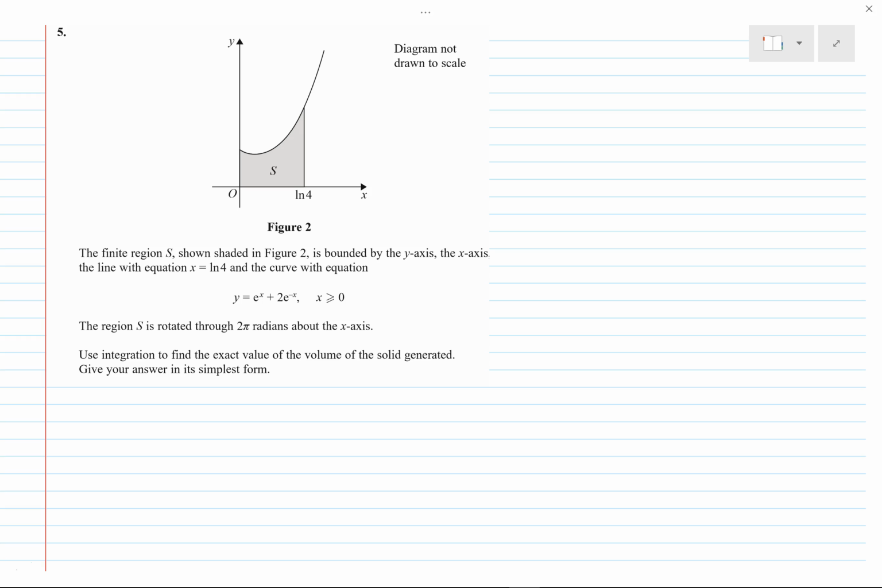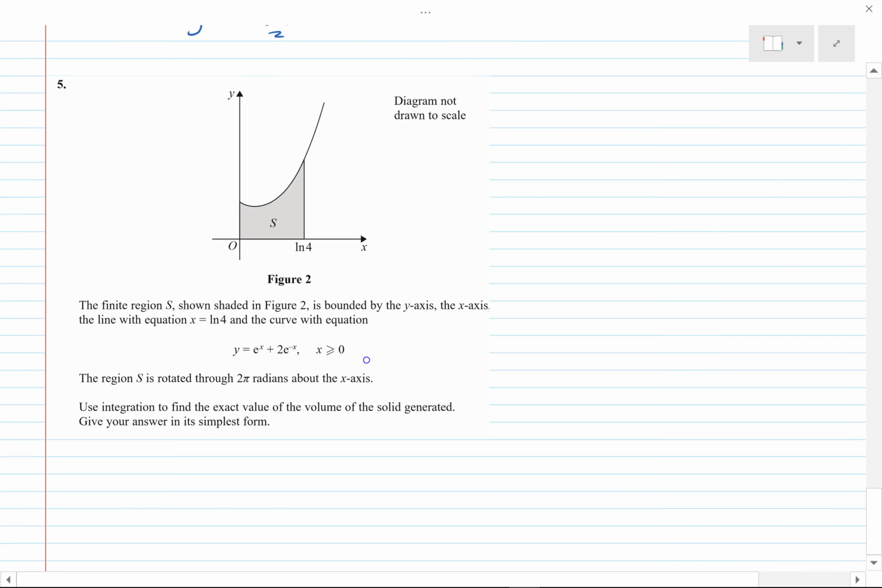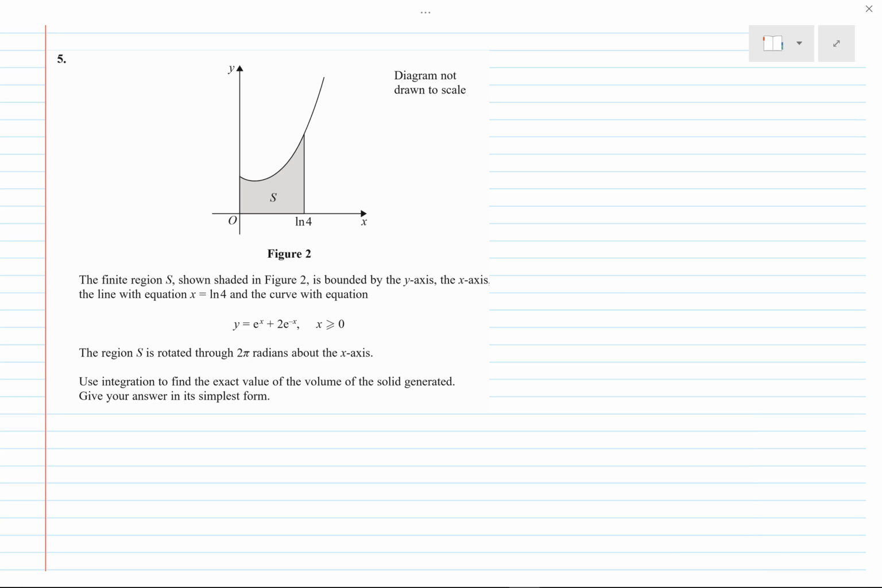Okay, so this is a volumes of revolution question. Not much to it really. We just have to find this volume for this curve. We're given a curve and we're given the limit. So it's a matter of using the formula, which is this, between the limits, in this case b is ln 4 and a is 0, of dx.